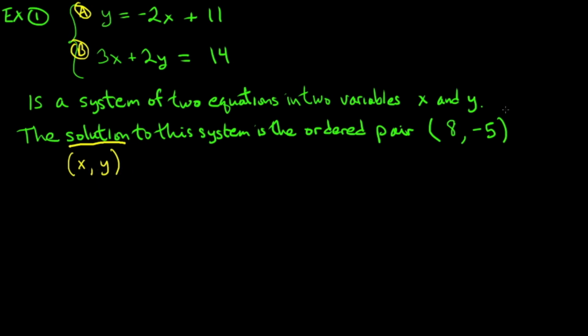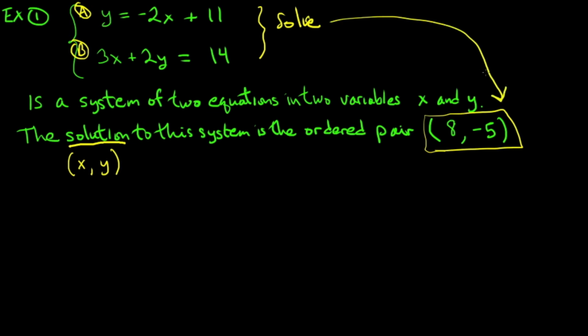In this case, the solution is the particular ordered pair (8, -5). Now, how do you get that? Well, that's the hard part, and we're going to get into that very soon. That's something you're going to have to learn how to do. That's kind of the whole point of this topic. So we're going to have to solve this system, and by solving the system, we end up with the solution. This is going to be a long and tedious process, but we'll get through it, and it's really not that bad once you learn how to do it.